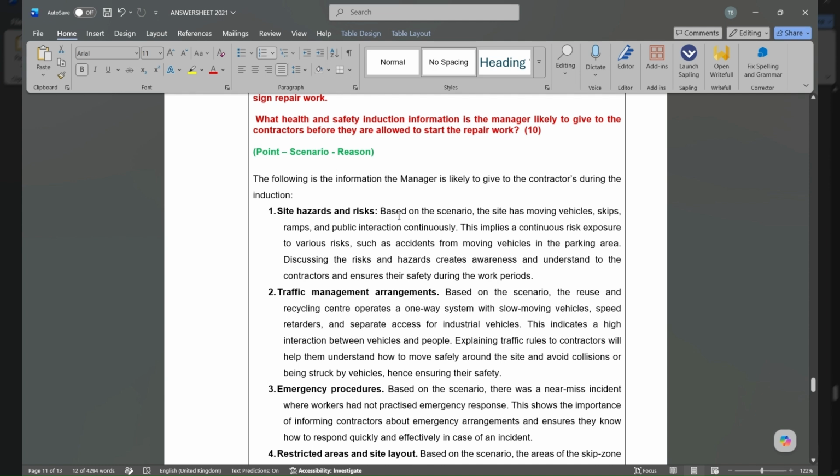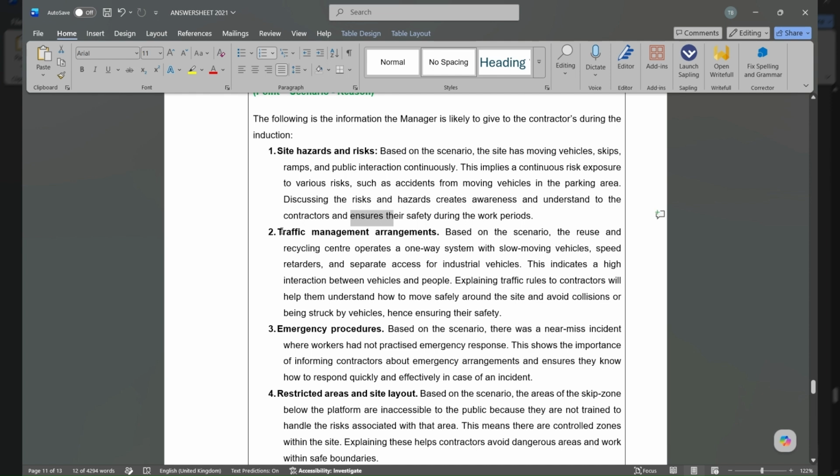Based on the scenario, the site has moving vehicles, skips, ramps, and public interaction continuously. This implies a continuous risk exposure to various risks such as accidents from moving vehicles in the parking area. Discussing the risks and hazards creates awareness and understanding to the contractors, thus ensuring their safety during the work periods. Okay, this is a small typo, but this is a clear answer.